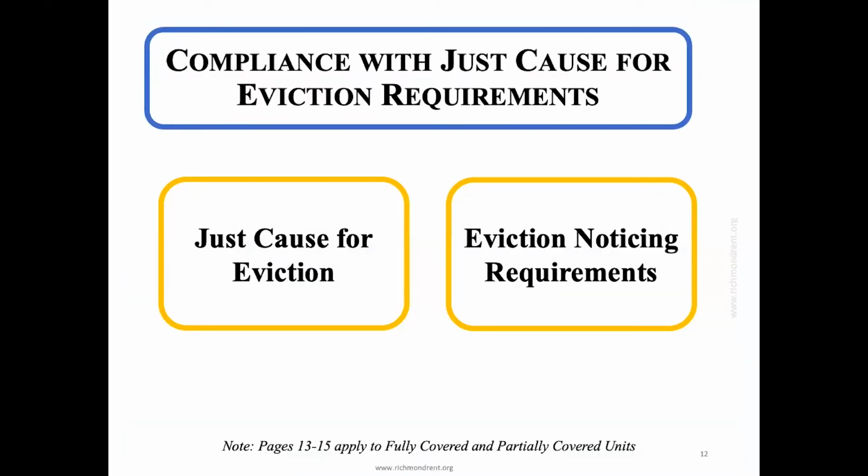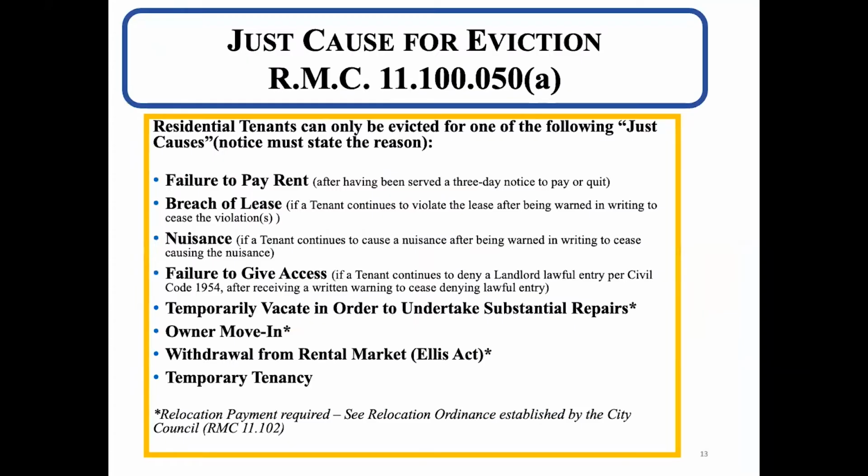All right, so now we're talking about compliance with just cause for eviction requirements. There are essentially 2 categories here. One is the actual just causes for eviction, and the second is eviction noticing requirements. So this is a list of the just causes for eviction, and the section of the Richmond Municipal Code is listed at the top. Residential tenants can only be evicted for one of the following reasons under the just causes under our ordinance.